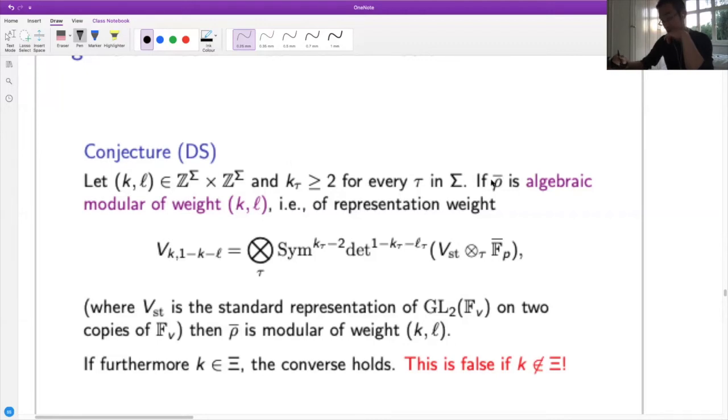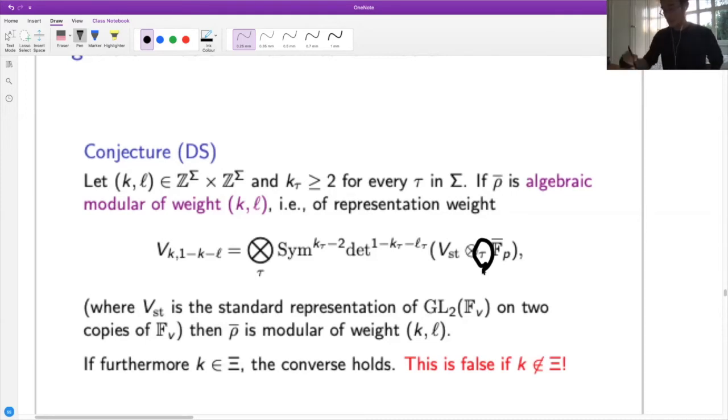So what do I mean by algebraic modular of weight KL? Well, it is modular of representation weight V_K, 1 minus K minus L, which is just about what you think it is. In fact, the symmetric representation to the power of k tau minus 2, and the determinant we normalize this way, of the standard representation tensored over F_p bar with tau. I mean, strictly speaking, tau shouldn't be there. What I mean here is the reduction modulo p of the restriction to the unramified part of the embedding tau, which is F going to Q_p bar. So you can do it for every single tau, not just the unramified ones. Okay.